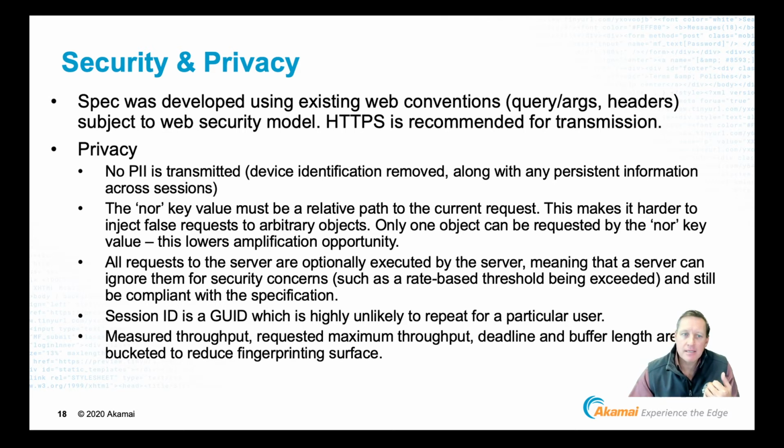In terms of privacy, there's no PII that's transmitted, personally identifiable information. We used to have a characteristic called device ID that was in fact removed for PII concerns, along with any persistent information. So there's nothing that's actually persisting between sessions. Your session identifiers are randomly assigned at the start of the session and will never repeat. The next object request and next range request are actually relative paths. So you can't use it as an attack vector by putting in a third-party URL in there and basically amplifying your attack. It has to be relative to the path of what you're requesting.